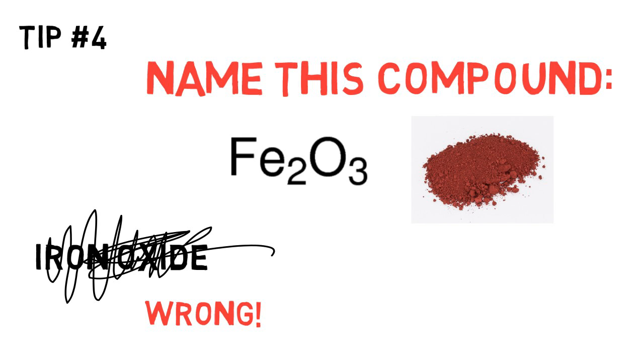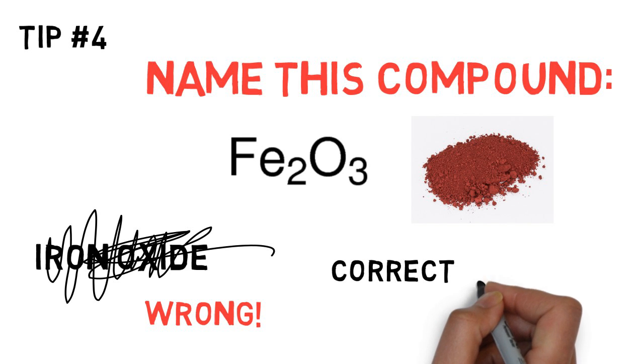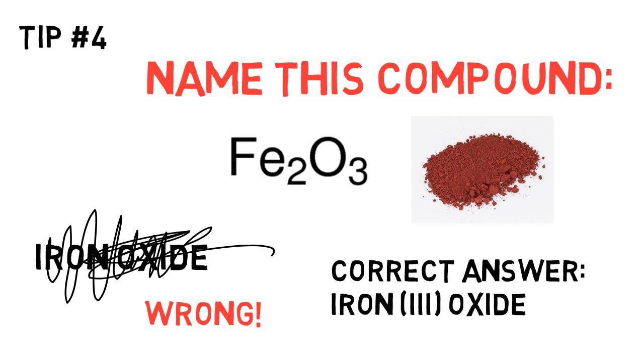While iron forms ionic bonds with oxygen to form oxides, it can be in either state. Therefore, it is necessary to specify in which state the iron is. Therefore, the correct name of Fe2O3 using the Stock naming system is iron(III) oxide.